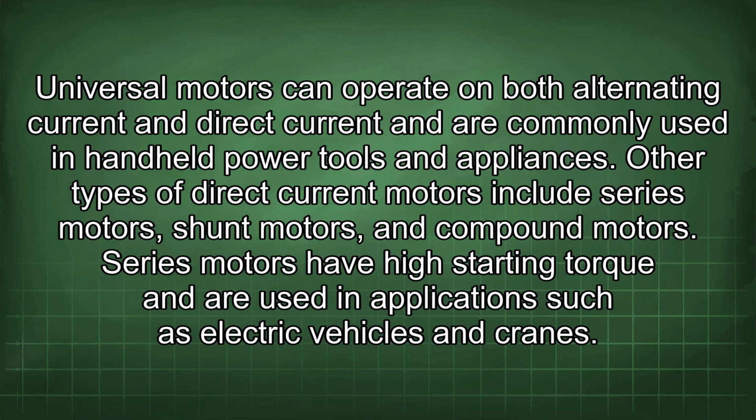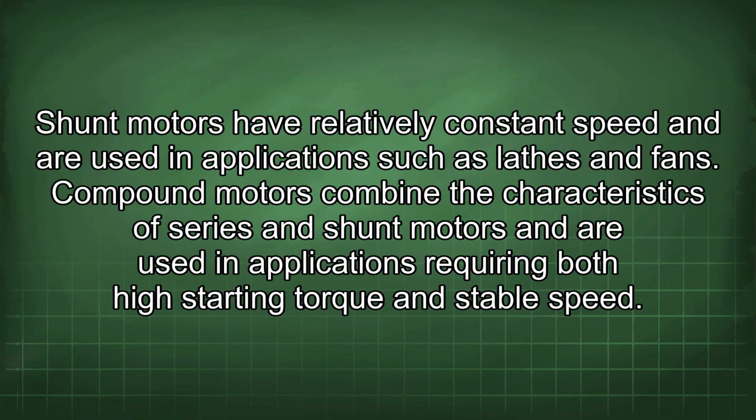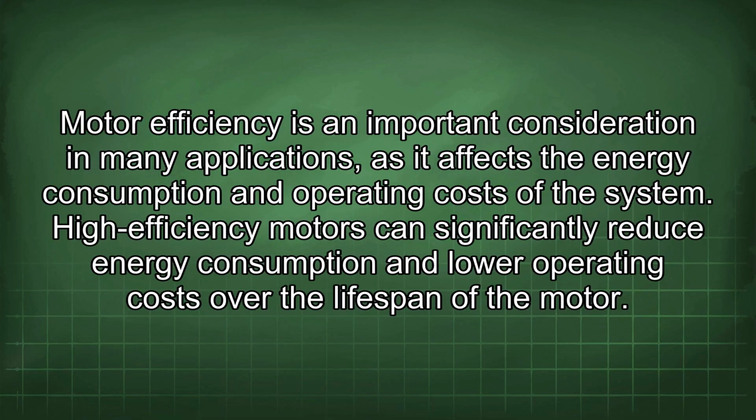Series motors have high starting torque and are used in applications such as electric vehicles and cranes. Shunt motors have relatively constant speed and are used in applications such as lathes and fans. Compound motors combine the characteristics of series and shunt motors and are used in applications requiring both high starting torque and stable speed.